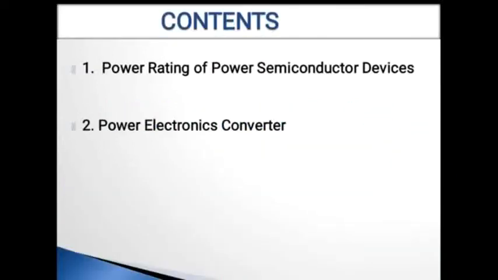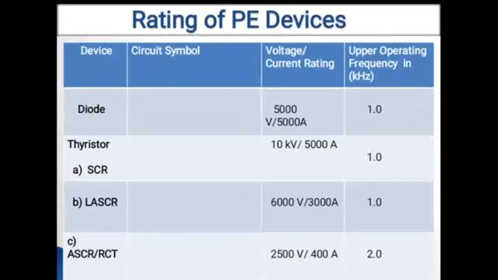Now these are the contents of our today's lecture. Today we will be discussing the power rating of the different semiconductor devices, or we can say the power electronic devices. You can see in this table we are defining the various semiconductor devices having various voltage, current and frequency ratings. According to that, the first one is the diode.